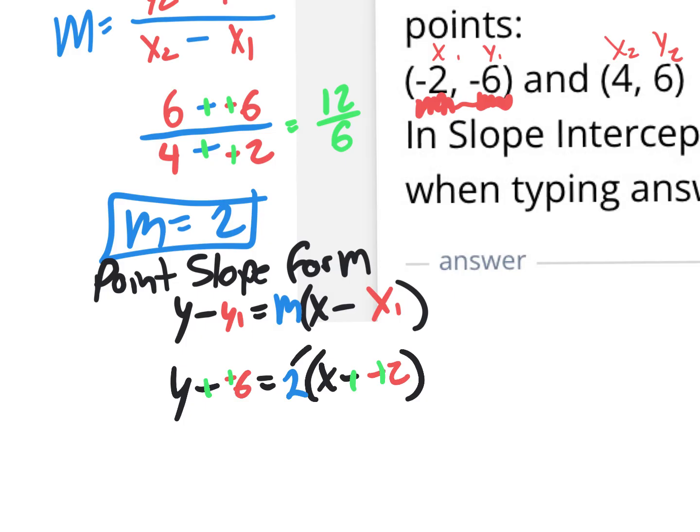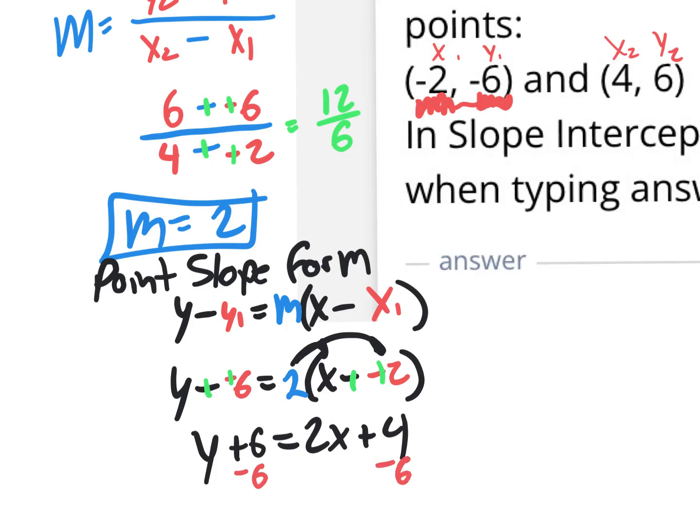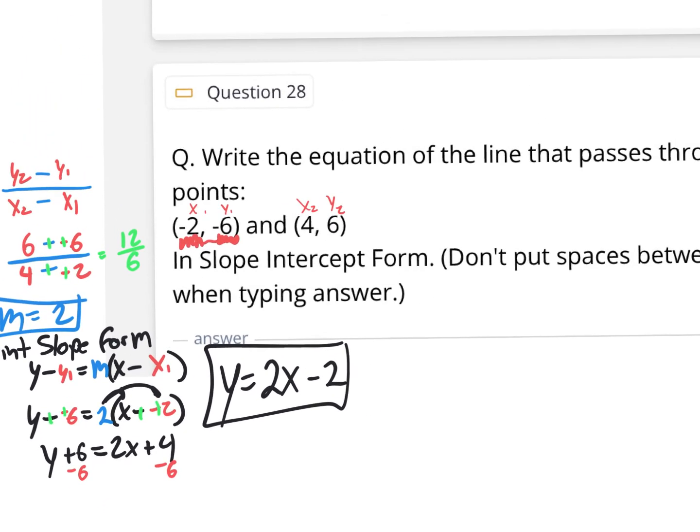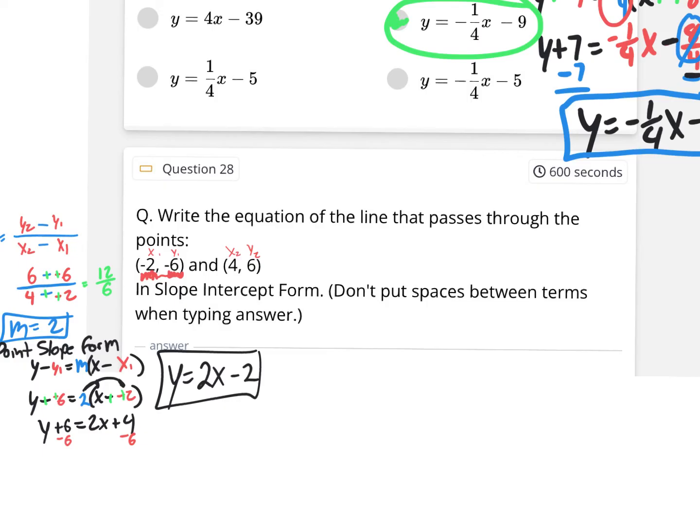y equals mx plus b. 2 times x is 2x. 2 times 2 is 4. Bring down the equal sign. Bring down the y plus 6. Final step will be to subtract 6 and subtract 6, giving you your final slope-intercept form equation: y equals 2x minus 2. So you have to type that in with no spaces between your terms: y equals 2x minus 2.